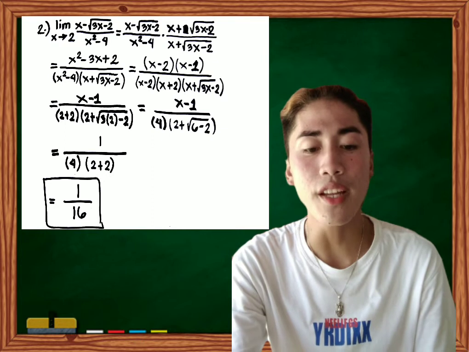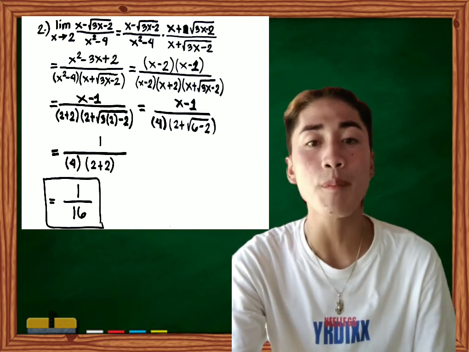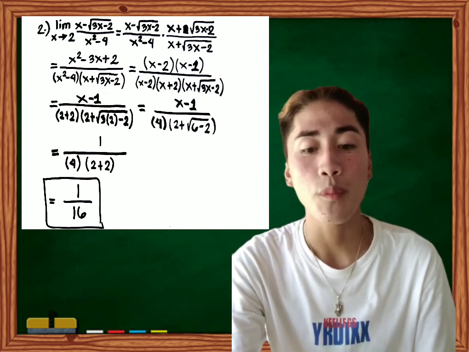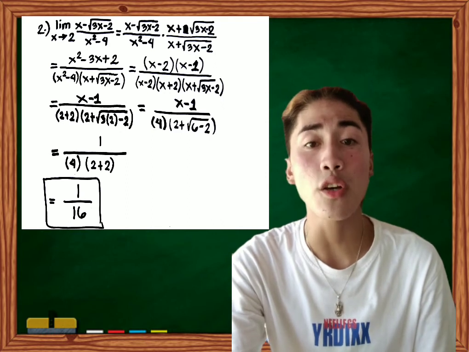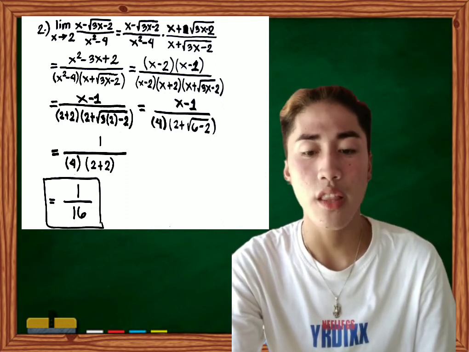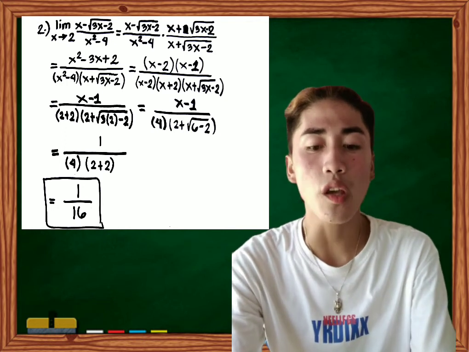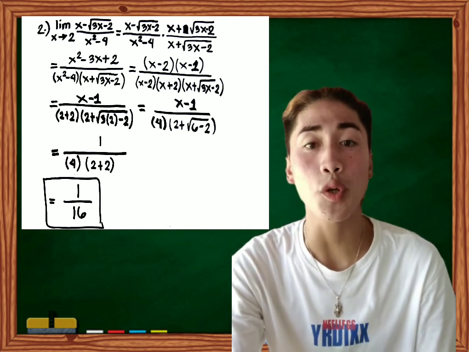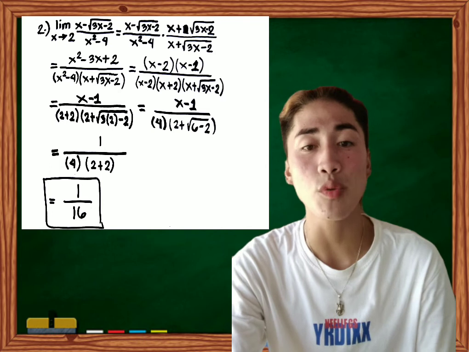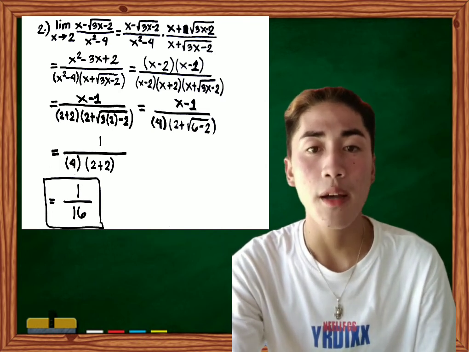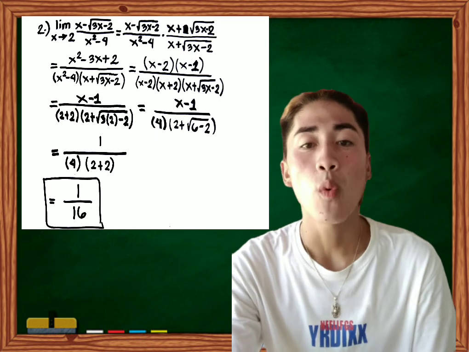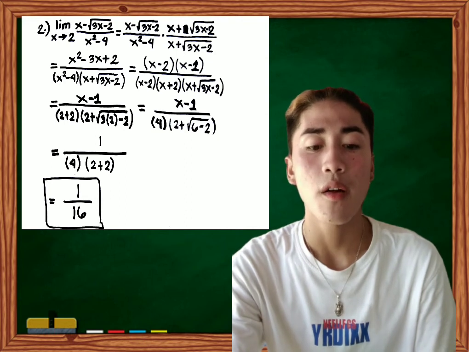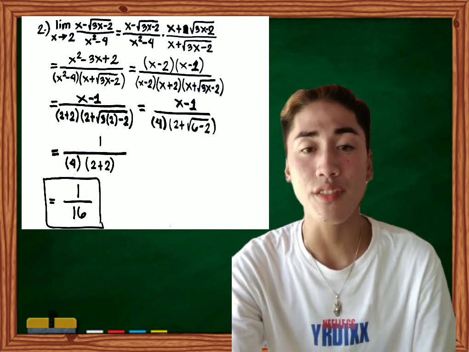Then from the given, we also obtain x minus 1 all over 2 plus 2 times 2 plus the square root of 3 times 2 minus 2. The 2 there is the value of x from the square root that we have. Then we also obtain x minus 1 all over 4 times 2 plus the square root of 6 minus 2, since 3 times 2 is 6. Then from that problem, we obtain 1 all over 4 times 2 plus 2.